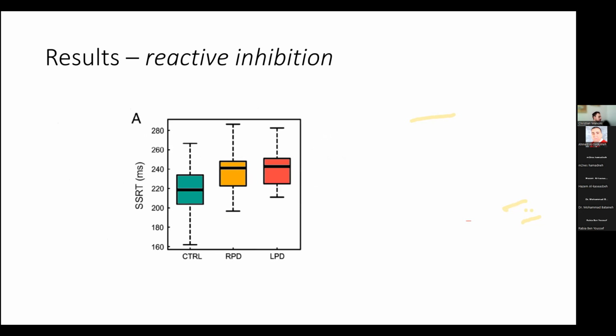And here are the results, more or less the same. It does not matter if you are in the early stage or not. If you're a right or left Parkinson patient, your stop signal reaction time is longer, significantly longer, with respect to controls.